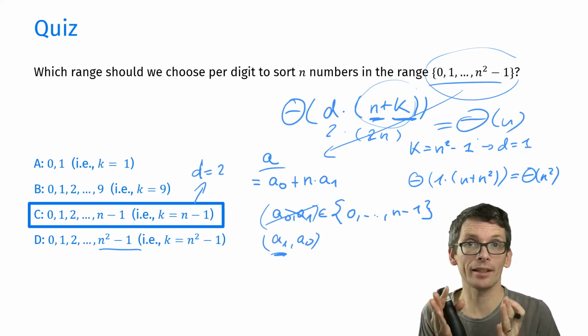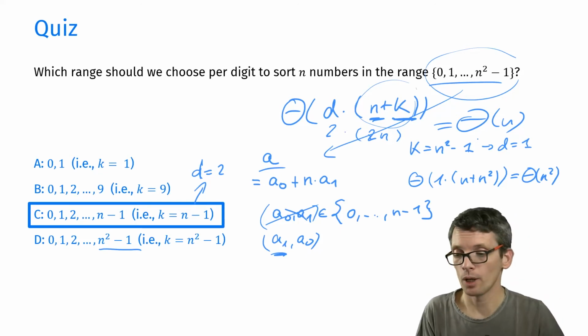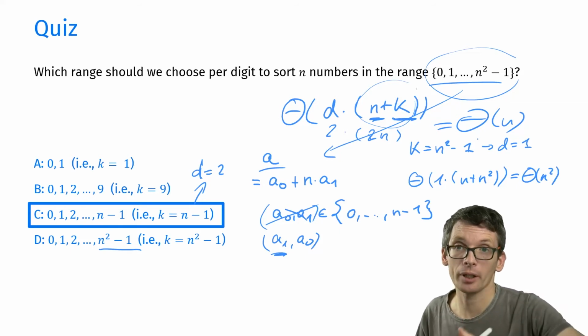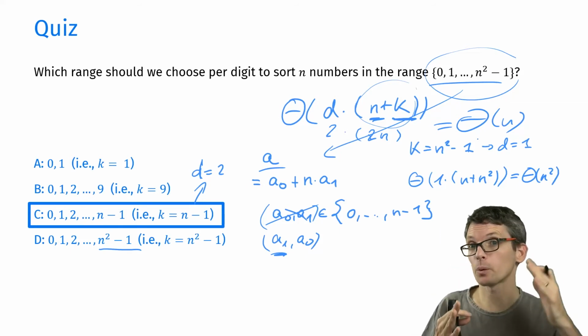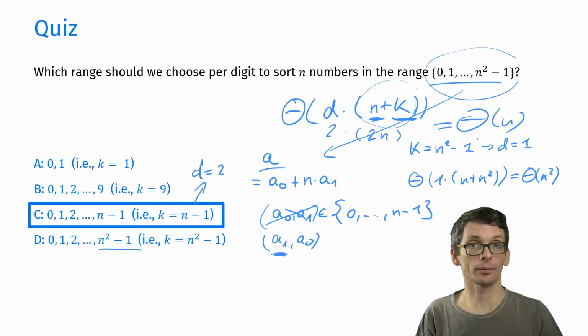So with C, we actually get a linear time algorithm for numbers in the range up to n squared. And you can try for yourself what you would get for A and B, but there we would get more than linear time. So that is radix sort.